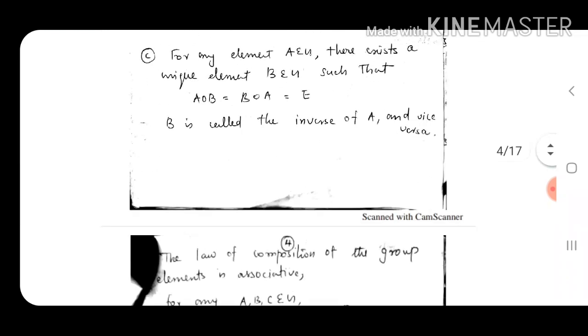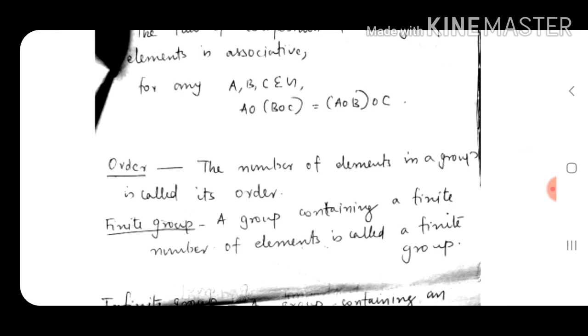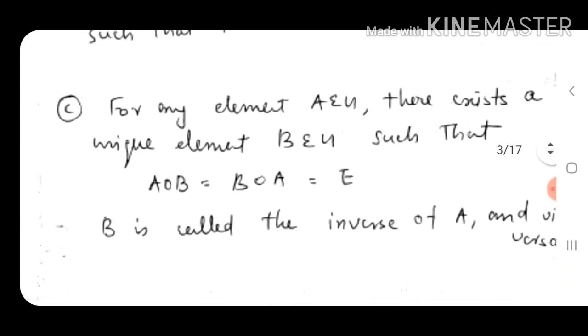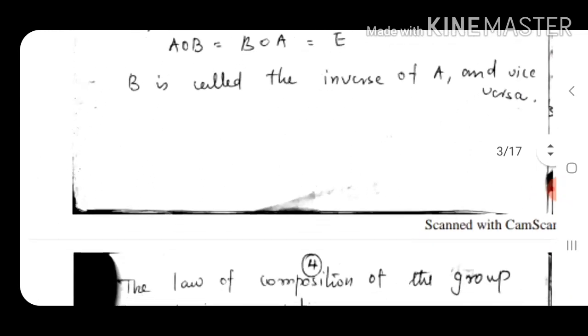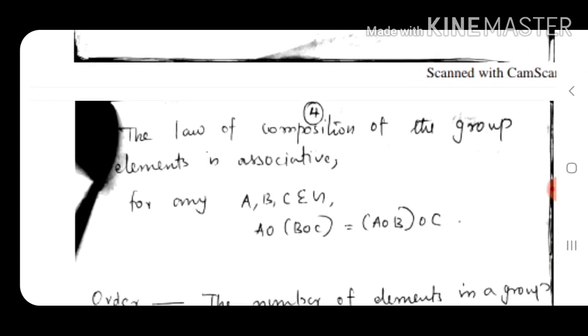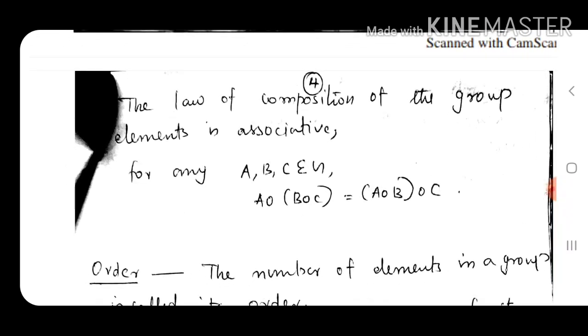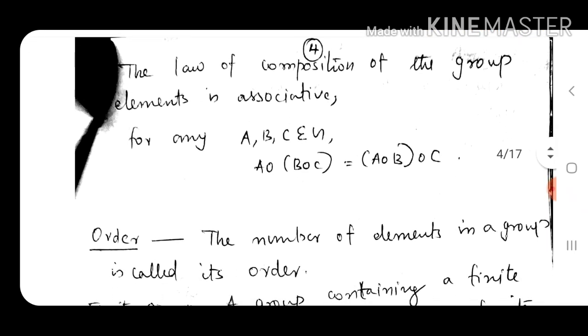Now we consider the fourth property: the law of composition of the group elements is associative. For any A, B, C elements in the group, A composition (B composition C) is equal to (A composition B) composition C.